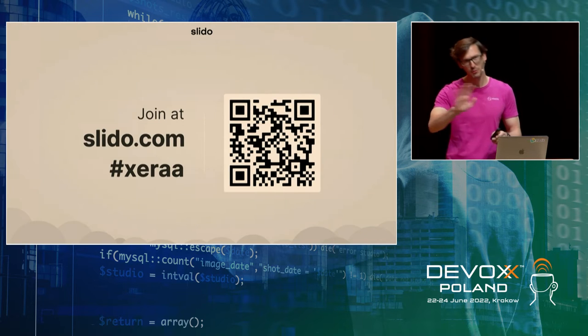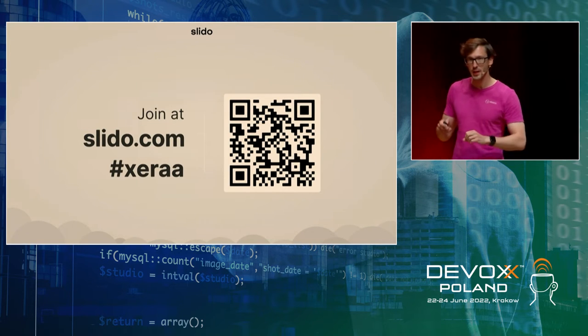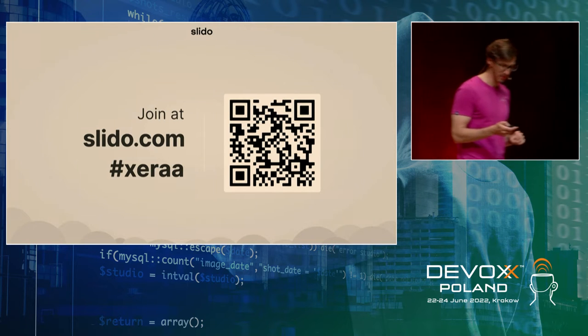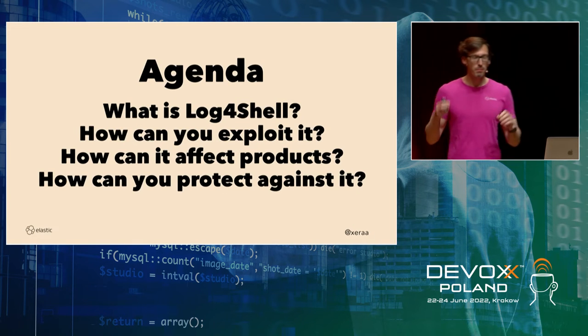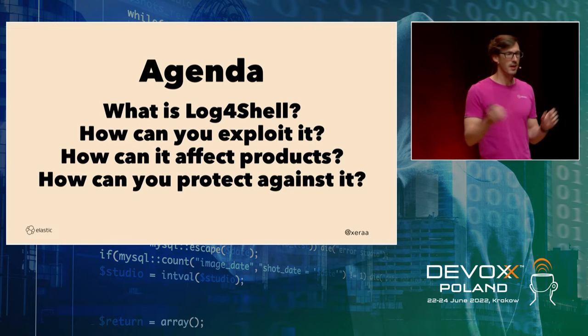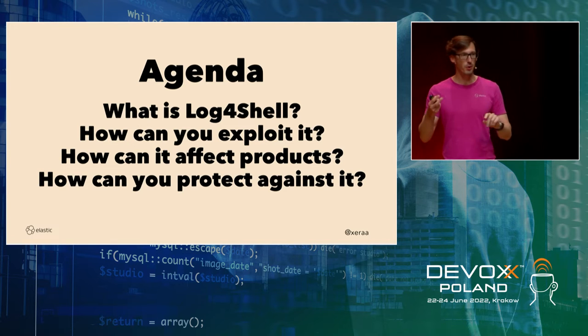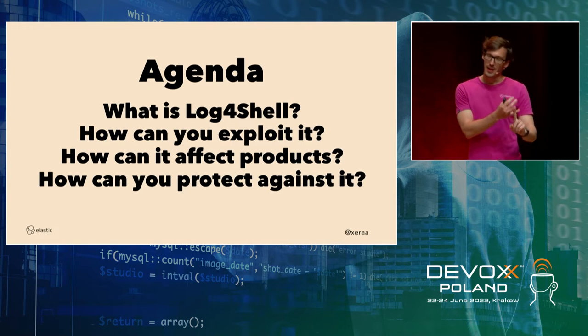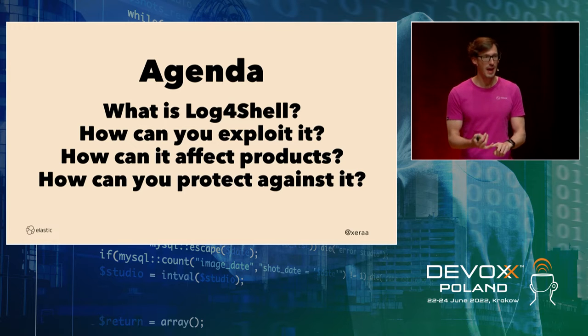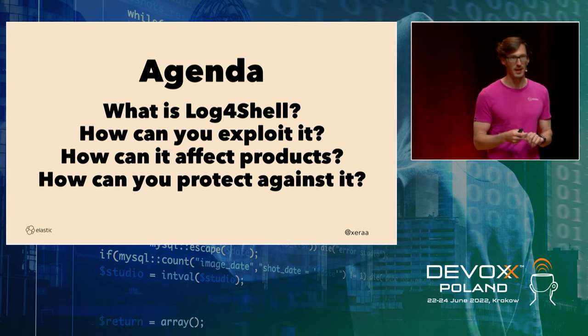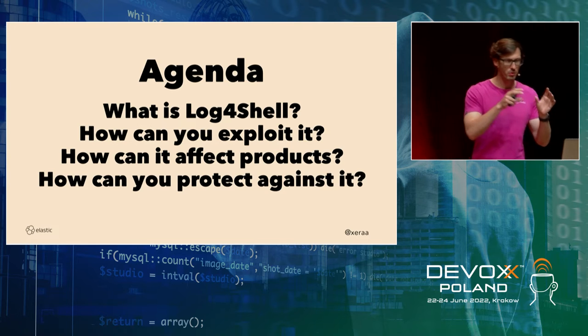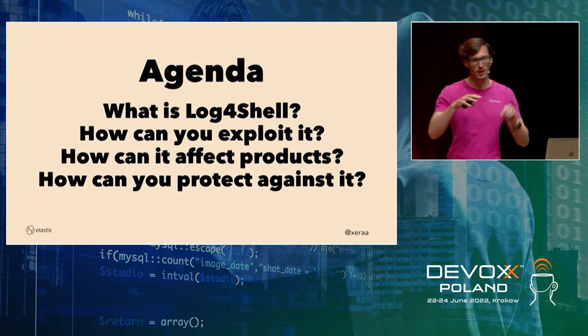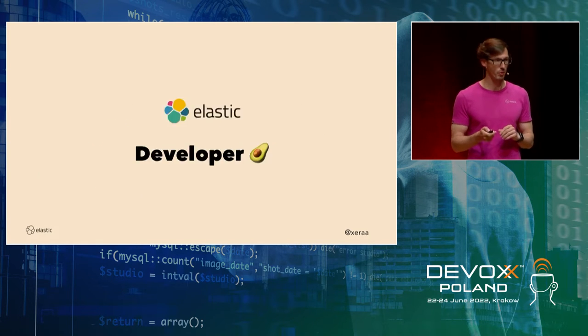I'll come back to the questions. If you have any questions, just pop them into Slido, and I'll return to those and answer them as we go along. So I will break that down into four parts, basically. What is Log4Shell? How can you exploit it? What can an affected product look like? And how can you protect against it? And we'll do a quick round of Slido questions at the end of every block, so we can keep up and keep everything organized.